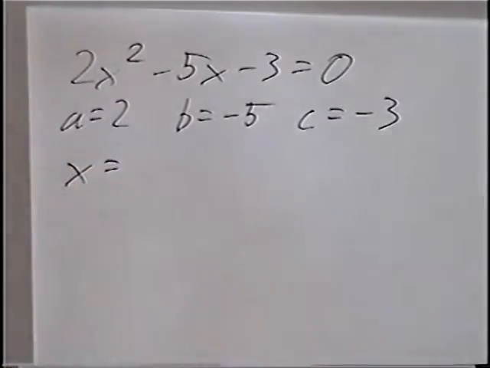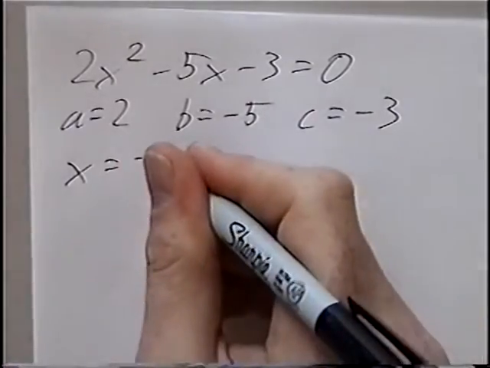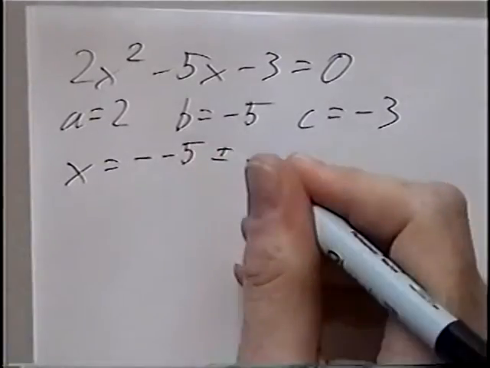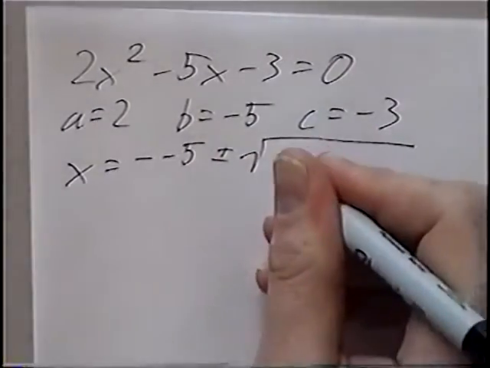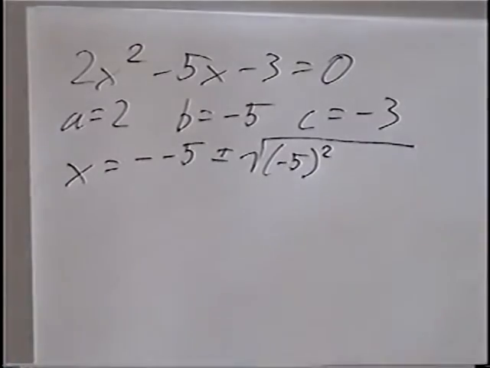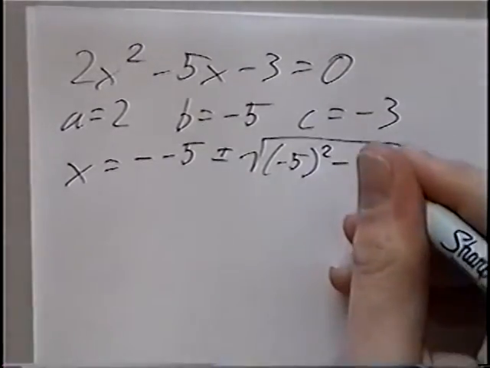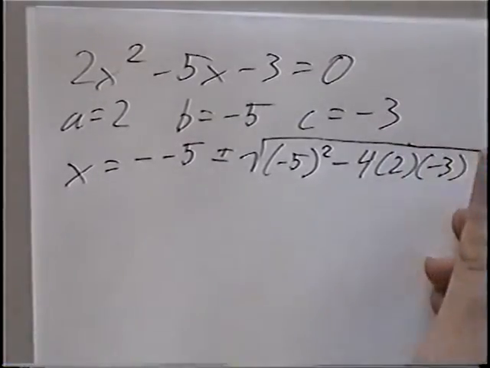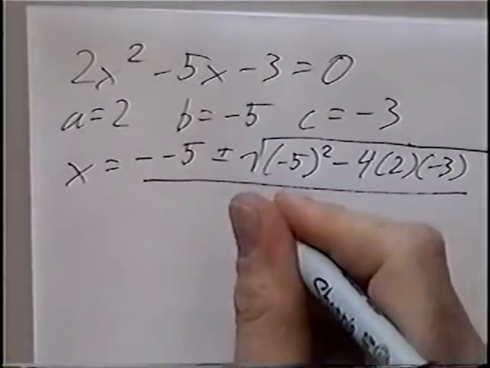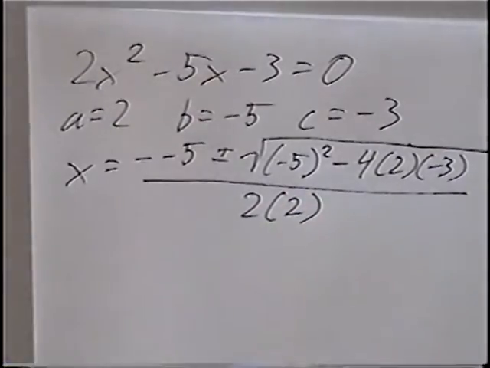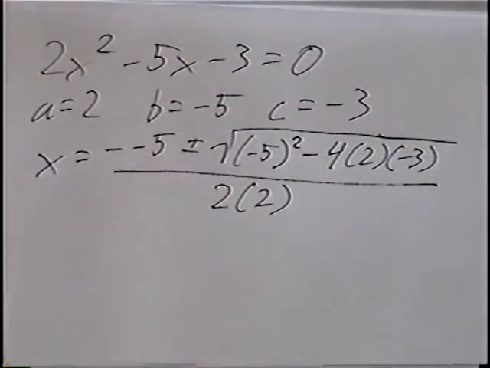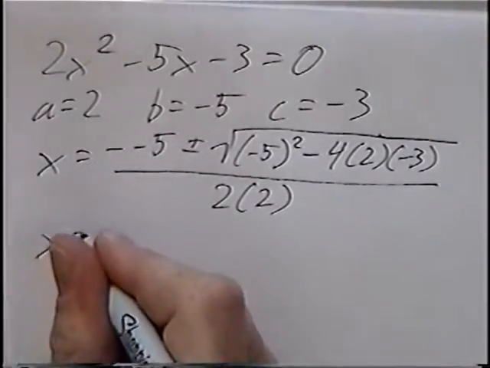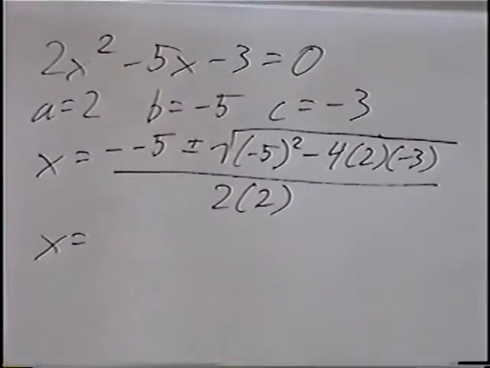The equation again, x equals negative b. So we have a negative from the equation and a negative from the negative 5. Plus or minus b squared which would be negative 5 squared, minus 4 times a times c, divided by 2 times a. So the first step again, take a, b, and c, plug them in the right spots in the quadratic formula, and last step we solve.